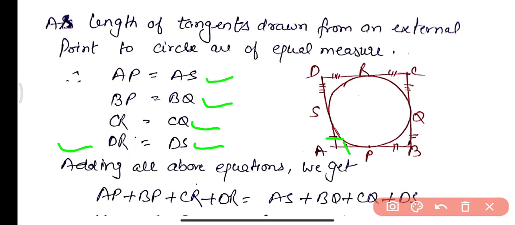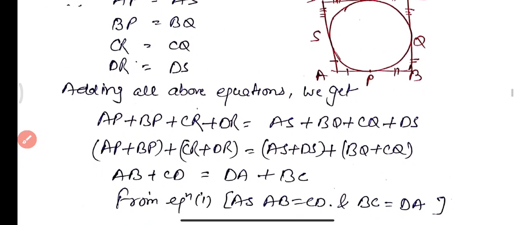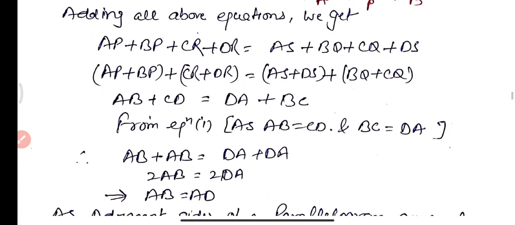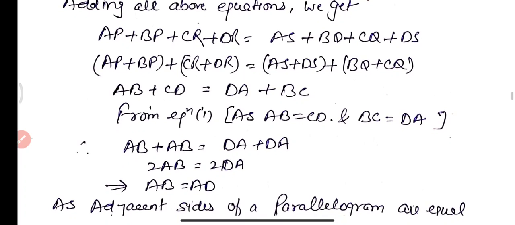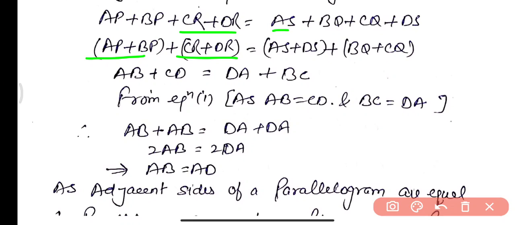Adding all the above equations, we get AP plus BP plus CR plus DR on the left hand side, and on the right hand side we will get AS plus BQ plus CQ plus DS. So AP plus BP and CR plus DR, and here AS plus DS and BQ plus CQ. Now AP plus BP becomes AB, CR plus DR becomes CD, and here this will be DA and this will be BC.